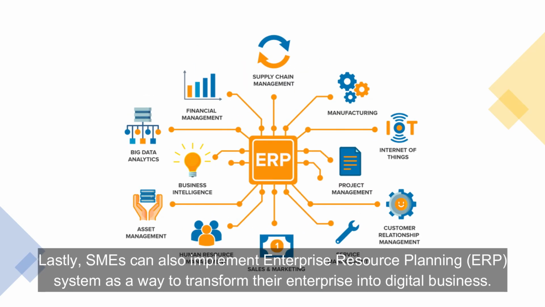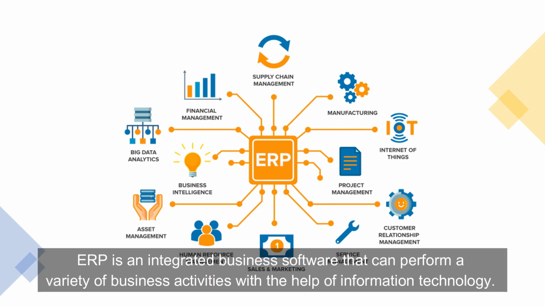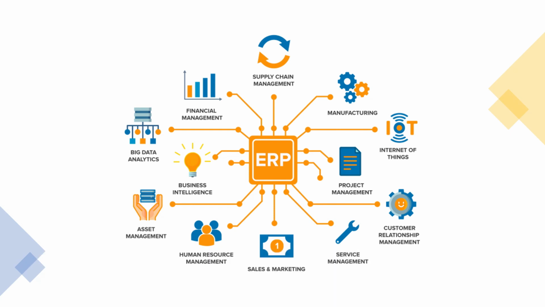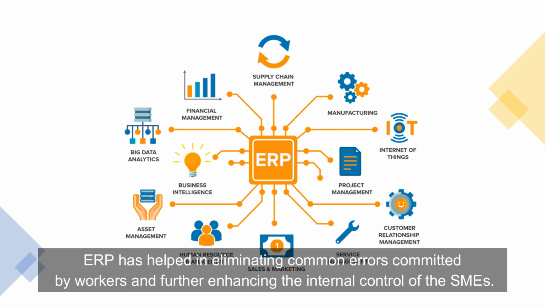Lastly, SMEs can also implement an enterprise resource planning (ERP) system as a way to transform the enterprise into a digital business. ERP is an integrated business software that can perform a variety of business activities with the help of information technology. ERP has helped in eliminating common errors committed by workers and further enhancing the internal control of SMEs.